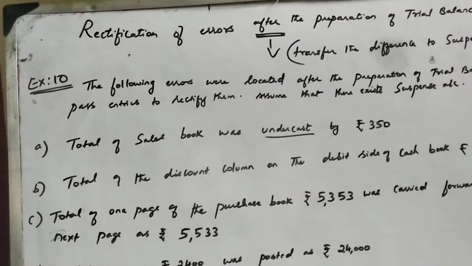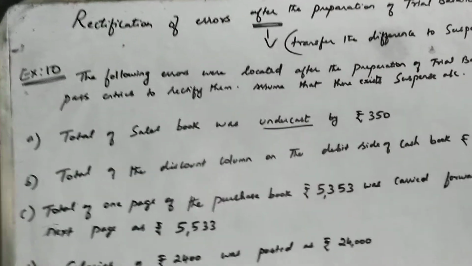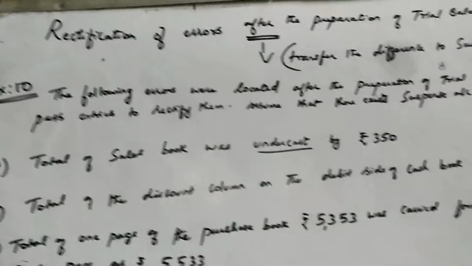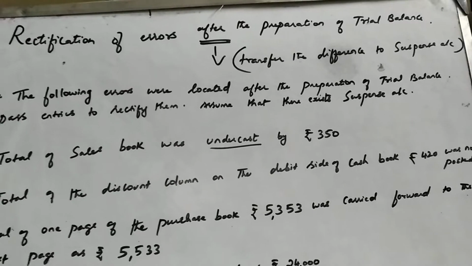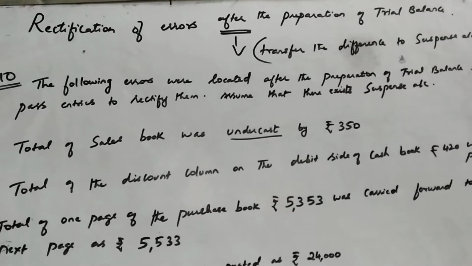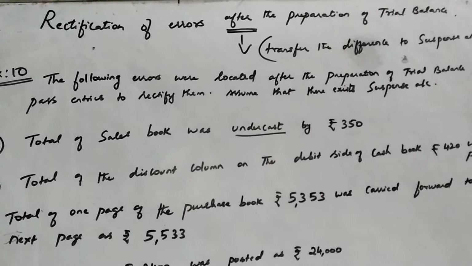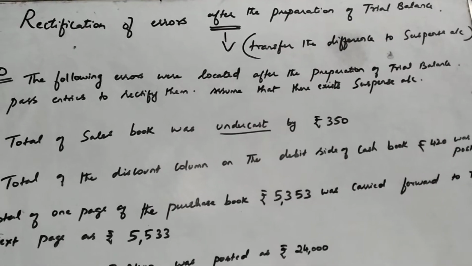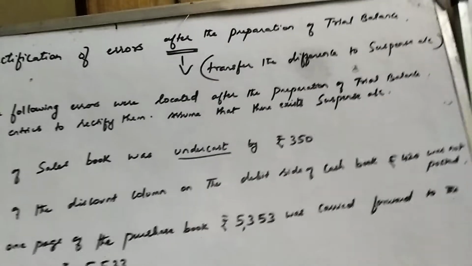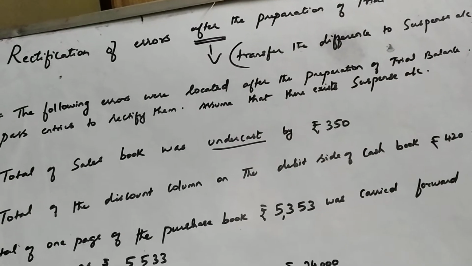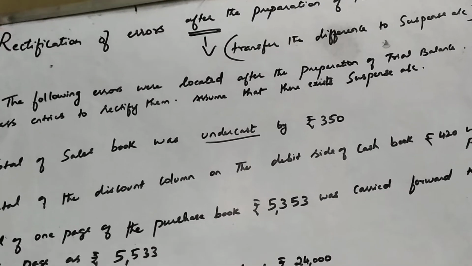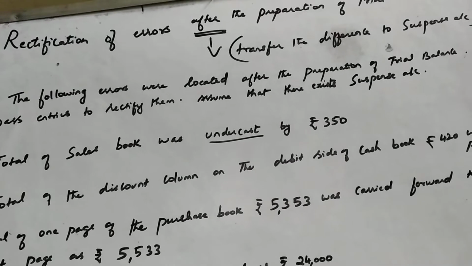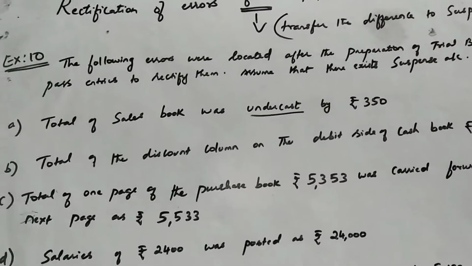Let us now do exercise problem number 10. Exercise problem number 10 in your new book. The following errors were located after the preparation of trial balance. Pass entries to rectify them. Assume that there exists suspense account. Whether they mention the word suspense or not, if it is after the preparation of trial balance, we will use suspense account.